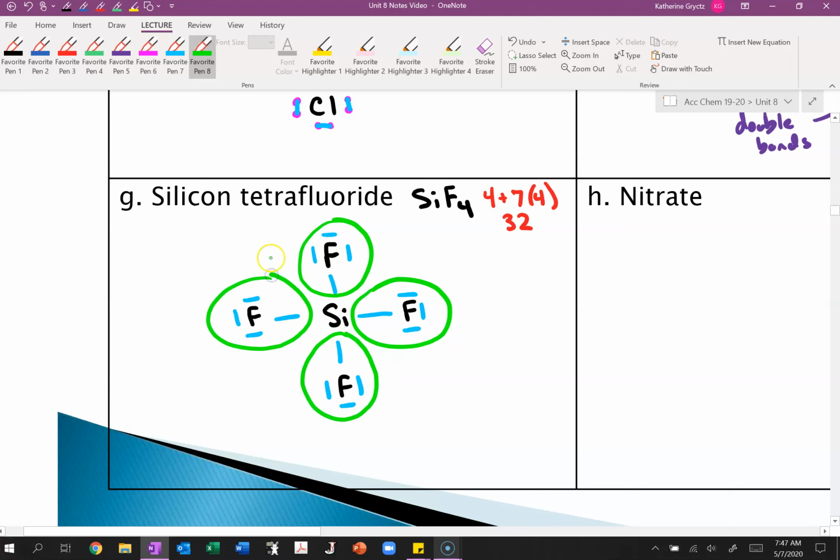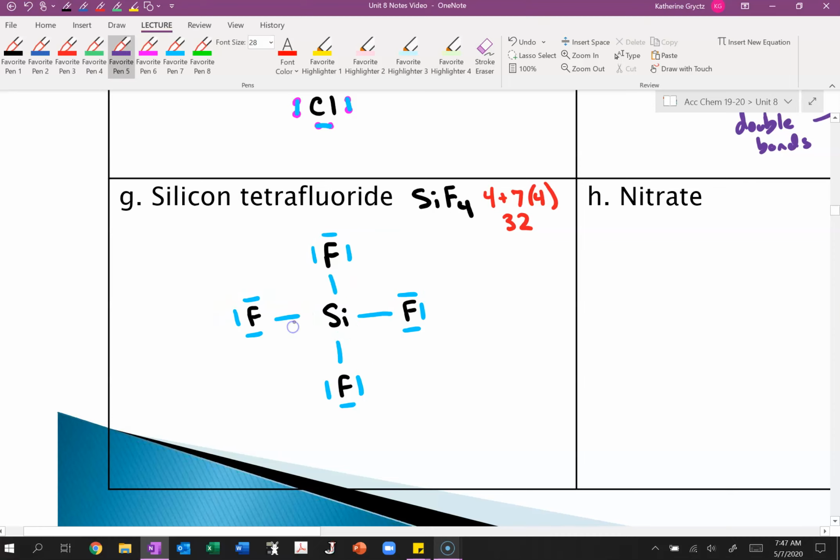They have an octet. So I do have to go back and check my silicon. So everything that's connected to the silicon, and I look and I have 8 electrons in there. So I'm good. I don't have the need to double bond or anything like that. That's my Lewis structure.